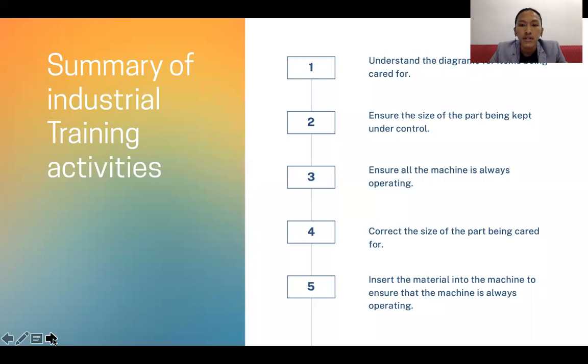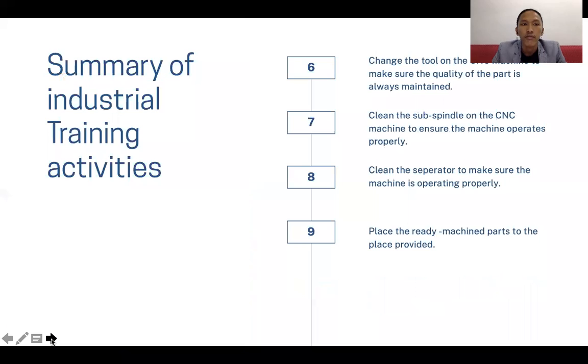Number 5. Insert the material into the machine to ensure that the machine is always operating. Number 6. Change the tool on the CNC machine to make sure the quality of the part is always maintained. Number 7. Clean the sub-spindle on the CNC machine to ensure the machine is operating properly. Number 8. Cleaning the separator to make sure the machine is operating properly. Number 9. Place the ready machine parts in the place provided.